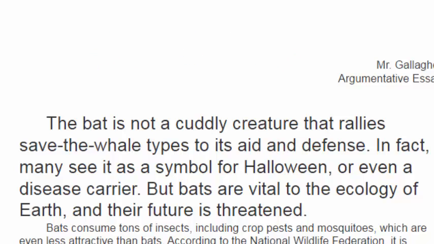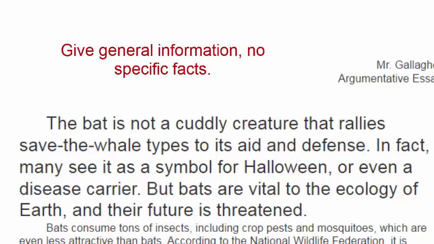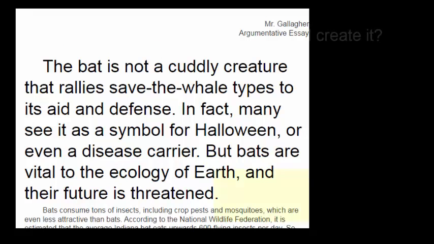Now, it's important to remember that when you write one, you need to be very clear, but you don't want to give any specifics away. You want to save those facts or details for the main section of your writing.